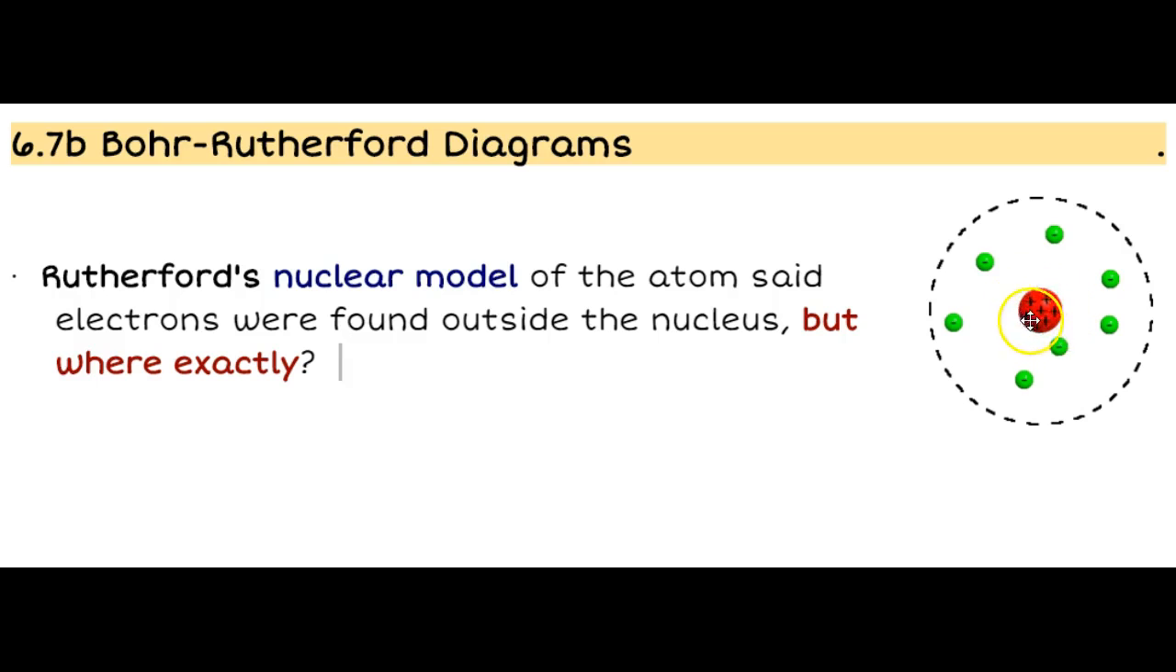And now we know that that's where all the protons are. But he didn't really have any idea about where the electrons would be, and so he just sort of put them randomly, just around the nucleus. And so the job of scientists that followed him was to determine where exactly these electrons were.